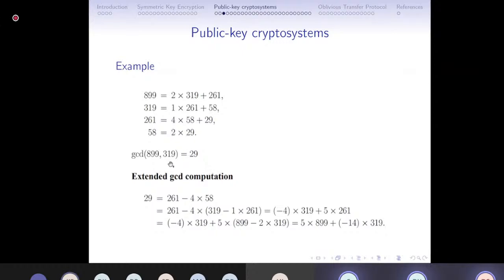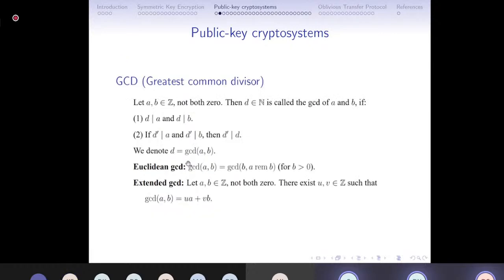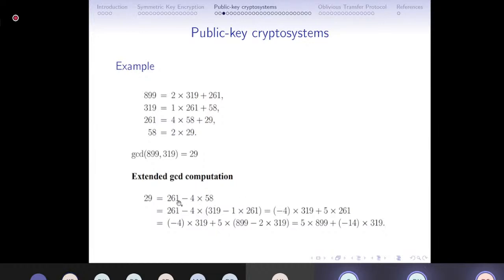And we can express this 29 in the form of u times a plus v times b. If we express 29 using this expression, it can be represented as 5 times 899 plus minus 14 times 319. So here u is 5 and v is minus 14.